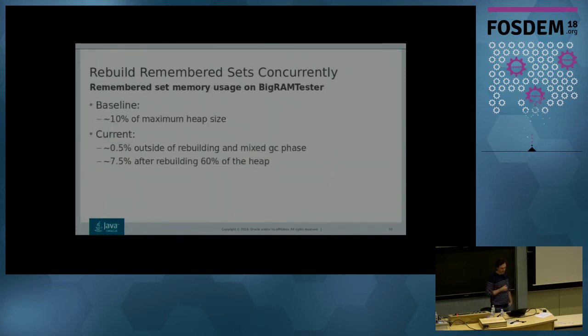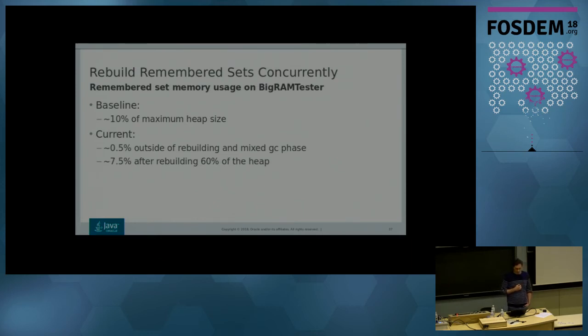Memory usage on that big RAM tester application. In the baseline, the remembered set takes 10% of maximum heap size, which isn't too bad. But in the prototype, outside of the rebuilding and the mixed GC phase, the remembered set only takes 0.5% of the total heap anymore. At the end of rebuilding, though, you still need 7.5% of the total heap size, when rebuilding the remembered set for around 60% of the heap.